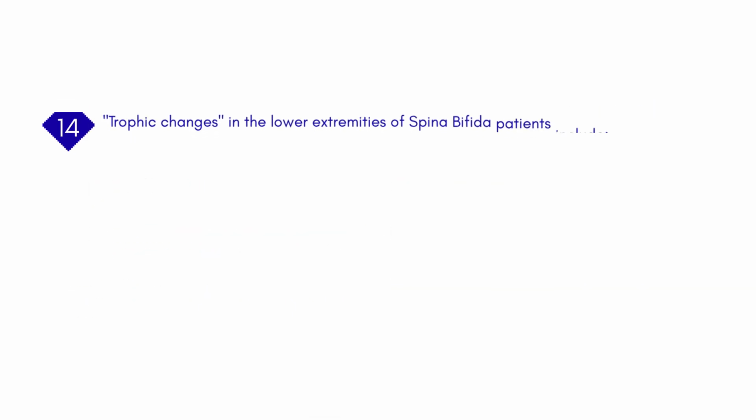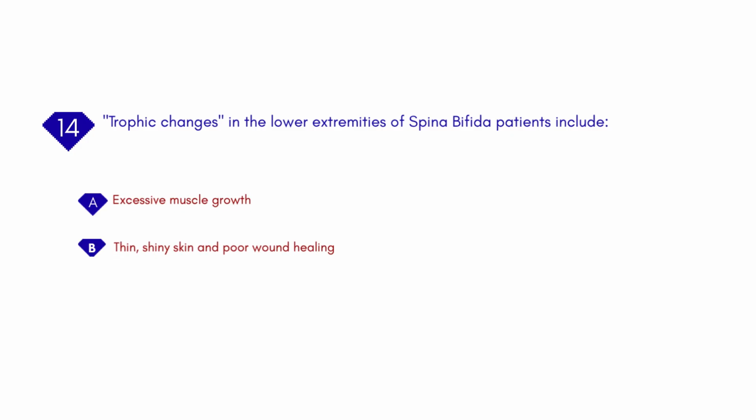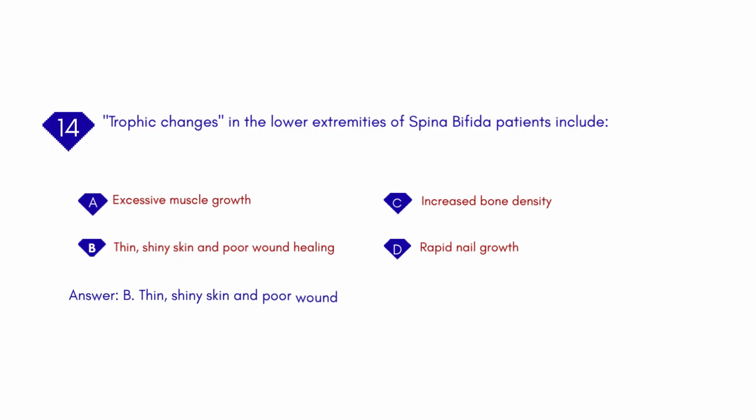Trophic changes in the lower extremities of spina bifida patients include A. Excessive muscle growth. B. Thin, shiny skin and poor wound healing. C. Increased bone density. D. Rapid nail growth. Answer, B. Thin, shiny skin and poor wound healing.